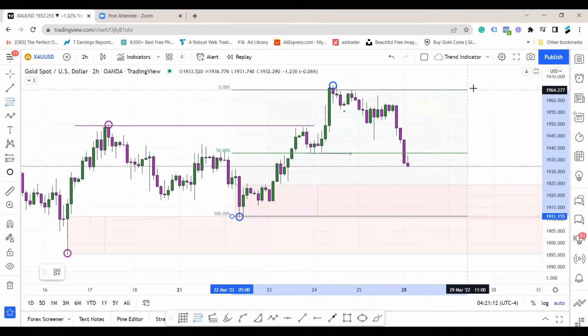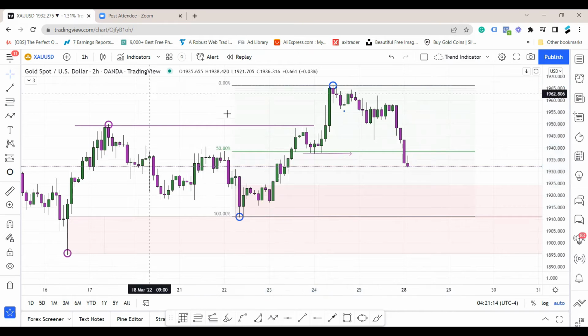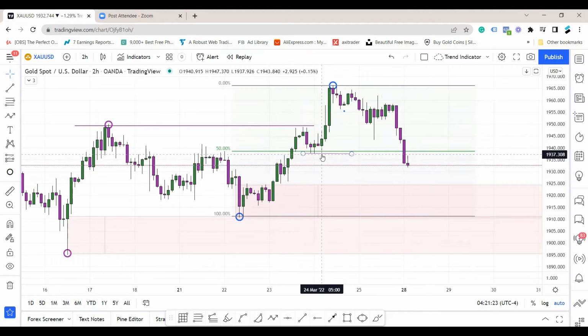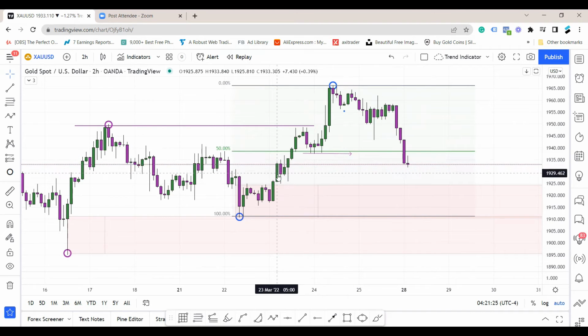So I pull a fib. 50% of this range is, yeah, we are now at the moment below 50%. So I can start looking for a long trade. You can see the price came down, took out this, right? And now we are at this demand. This demand.